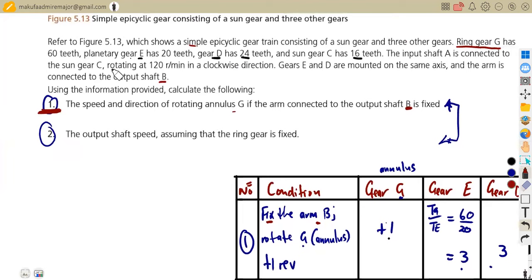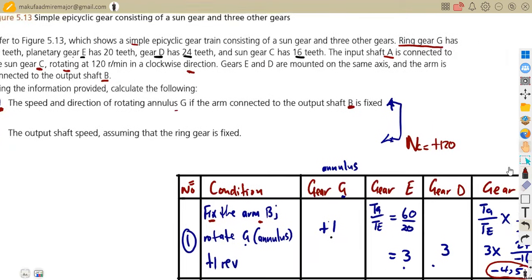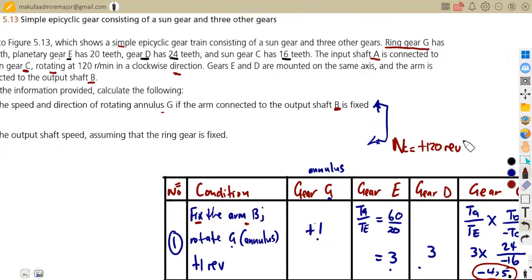We are given the input shaft A connected to the sun gear, rotating at the gear C. It's rotating at 120 in the clockwise direction, which is a positive. So already here we are given the speed of C, which is plus 120 revs per minute. All right, revs per minute. That is what we are given only on this part.